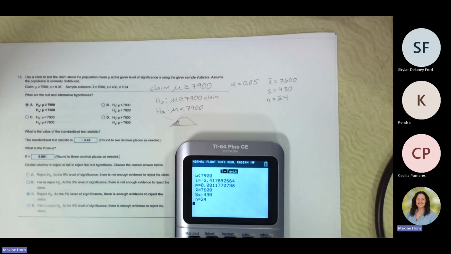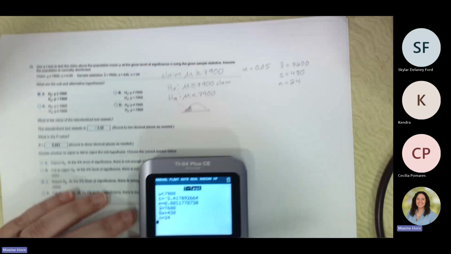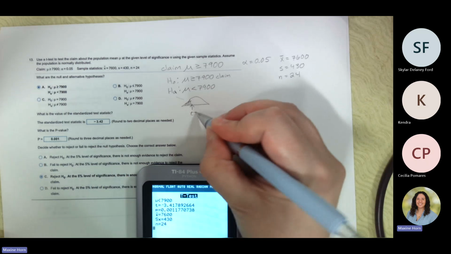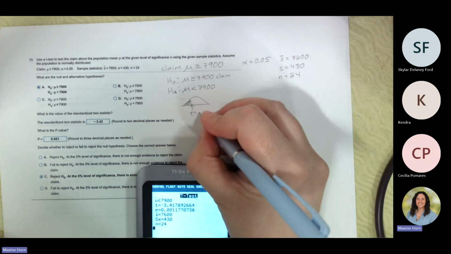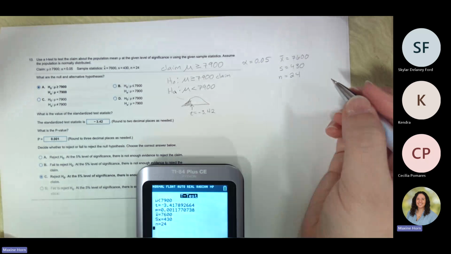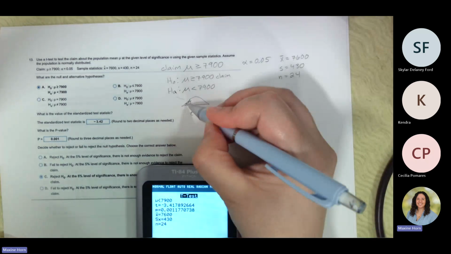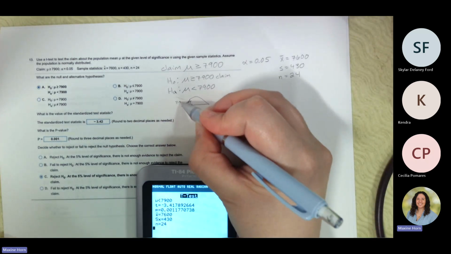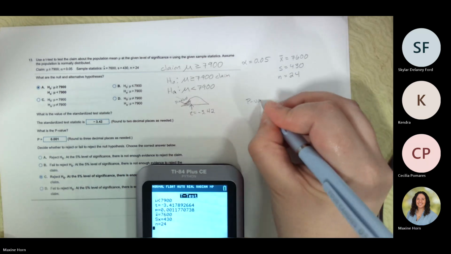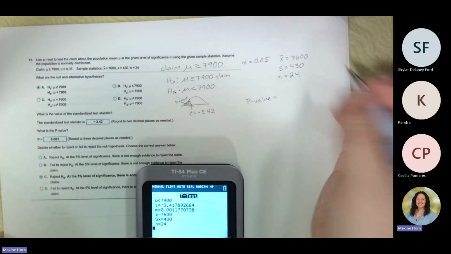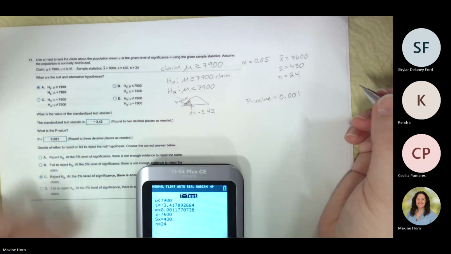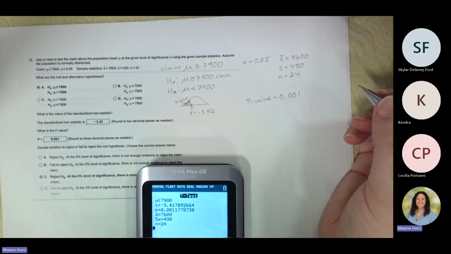Okay, so we have our standardized test statistic, which remember is this value right here. That's a t-value of -3.42 if we go to 2 decimals. And then the p-value, which is the shaded area, that's equal to 0.001 when we round to 3 decimal places.